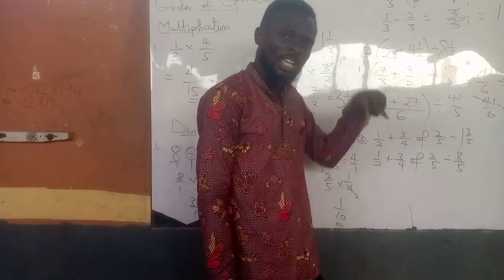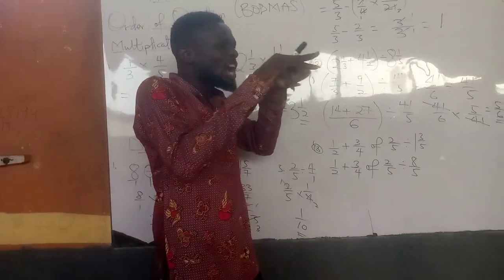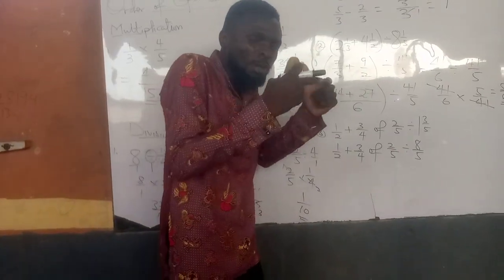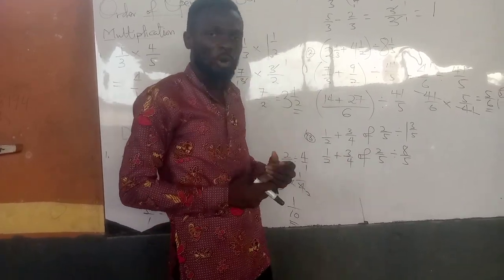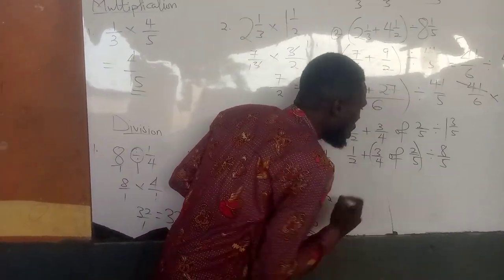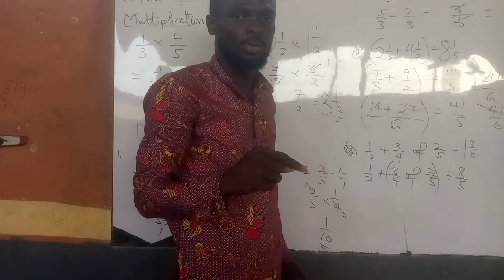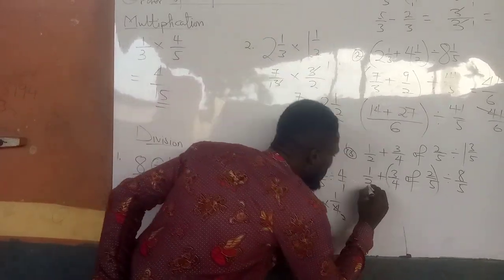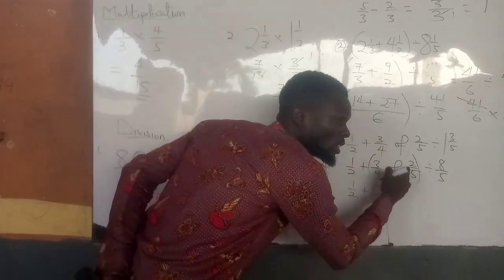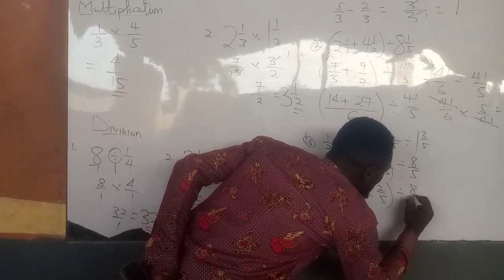Do you see "of"? If we are seeing "of", then it means where the "of" is, the fractions on the left and the right of the "of" should be multiplied, because "of" means multiplication. So this 3 over 4 and this 2 over 5, I'll multiply, which is 3 over 4 of 2 over 5. So we are going to say 1 over 2 plus the bracket of 3 over 4 times 2 over 5 divided by 8 over 5.